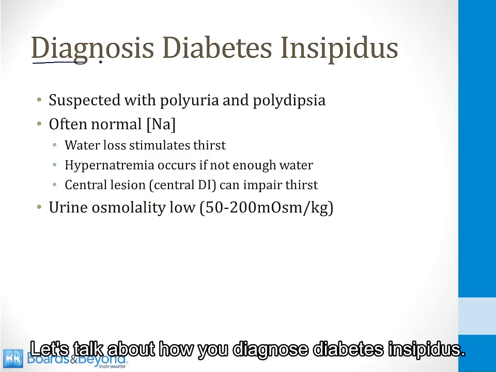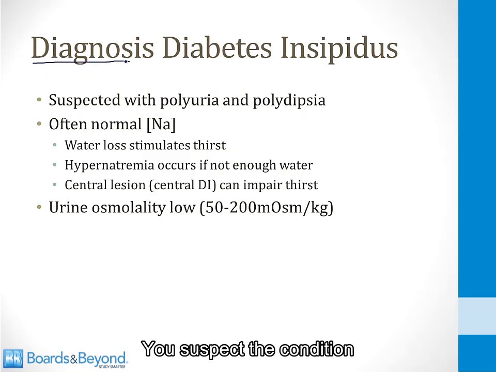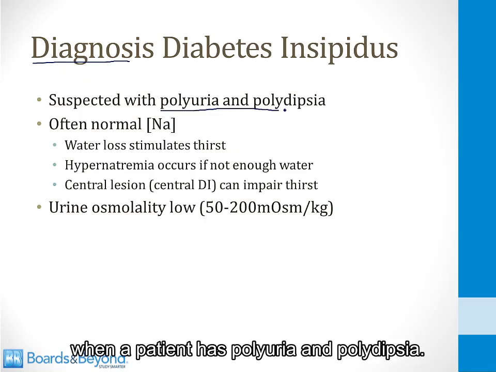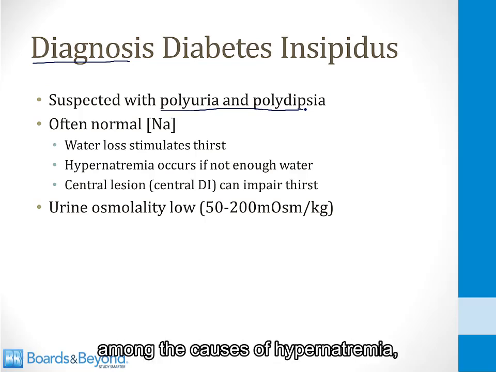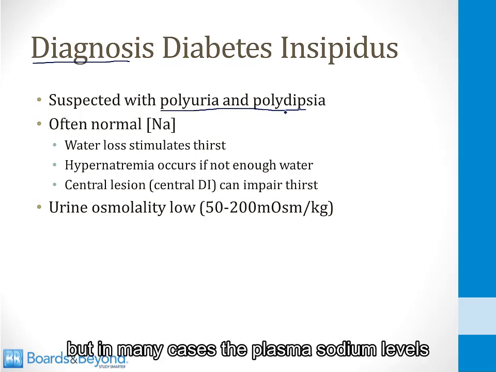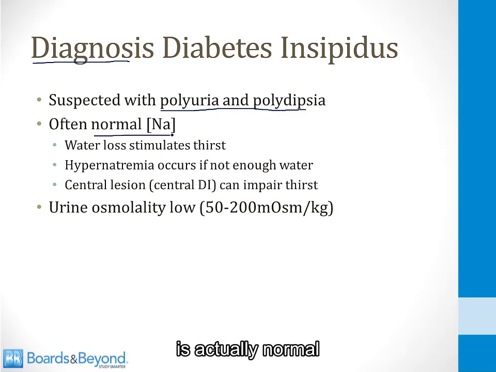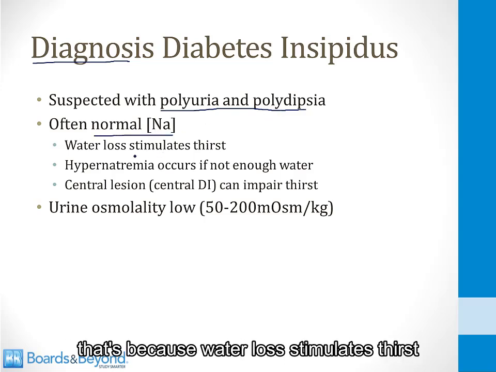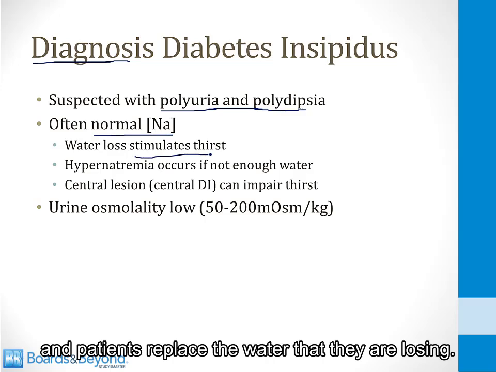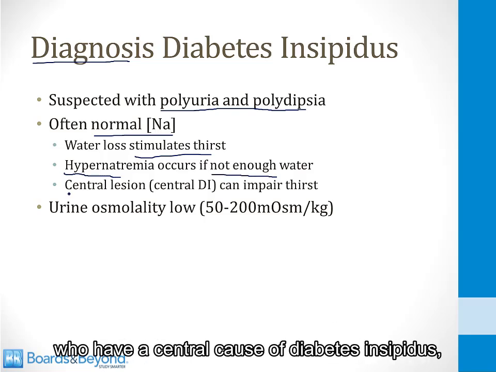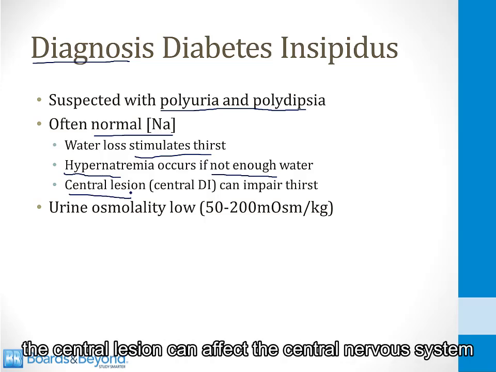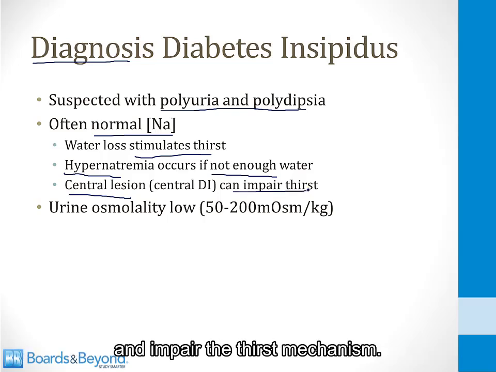Let's talk about how you diagnose diabetes insipidus. You suspect the condition when a patient has polyuria and polydipsia. Now, I've listed diabetes insipidus among the causes of hypernatremia, but in many cases, the plasma sodium level is actually normal. That's because water loss stimulates thirst and patients replace the water that they are losing. Hypernatremia only occurs if they don't drink enough water, and this is more common in patients who have a central cause of diabetes insipidus. The central lesion can affect the central nervous system and impair the thirst mechanism.